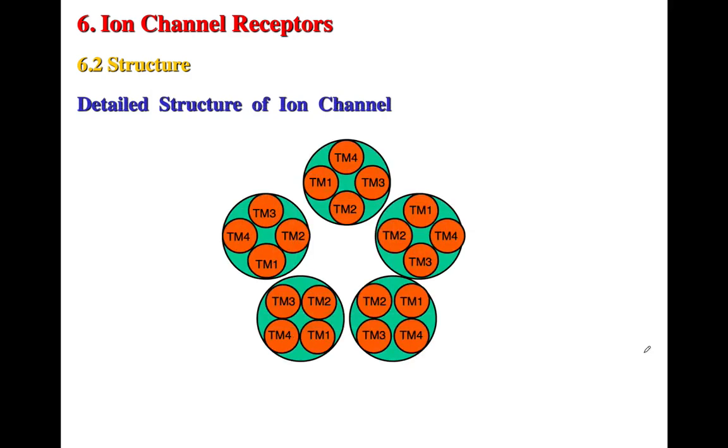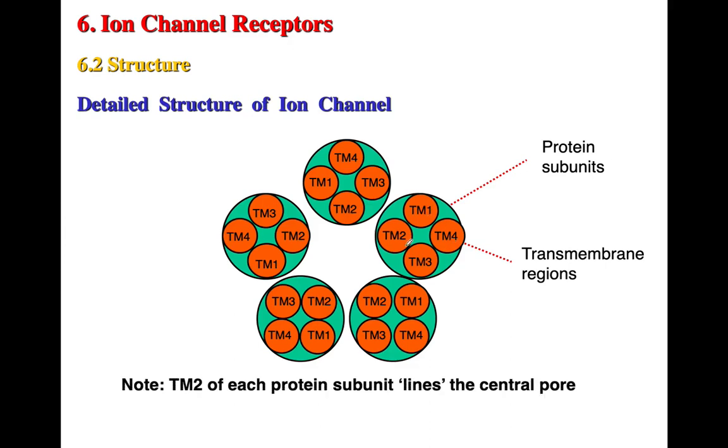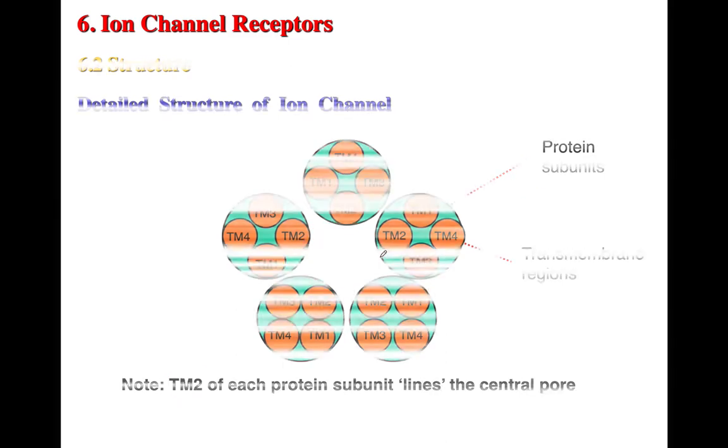So let's keep looking at the detailed structure of the ion channels. When you look at the ion channels, you have protein subunits, and then you have the transmembrane regions. So 1, 2, 3, 4. These are the transmembrane regions. Just remember region 2 of each protein subunit lines the central pore. Here is TM2, just remember 2, 2, 2. They all line the central pore, creating that tunnel for the ions to go through.